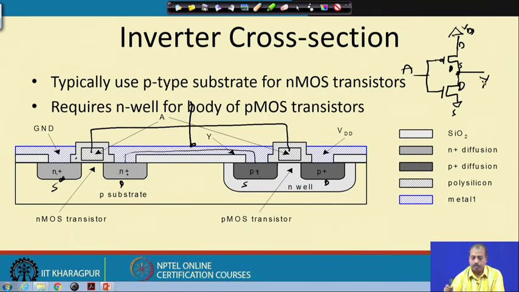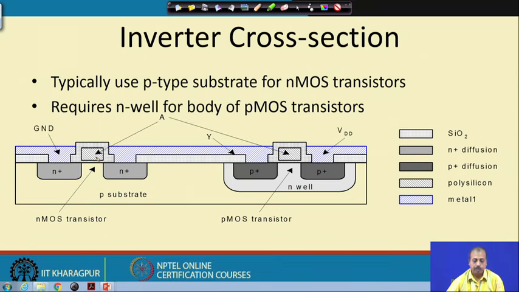This is the Y output which is going out. I can put some additional metal lines to short the two gate inputs and apply A here. As shown here, A is applied to both of them and Y is taken from here. This way we can have this CMOS inverter implemented using CMOS technology.